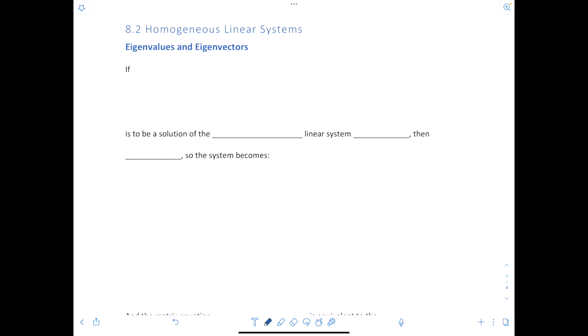We'll be focusing on eigenvalues and eigenvectors. This particular section introduces 8.2, and then the subsection deals with real non-repeated eigenvalues.